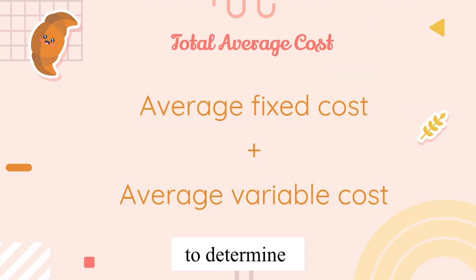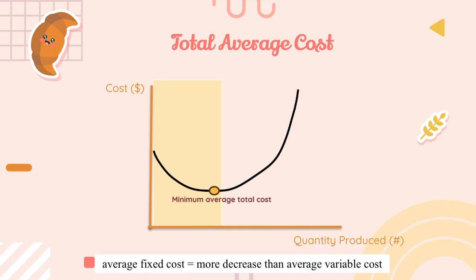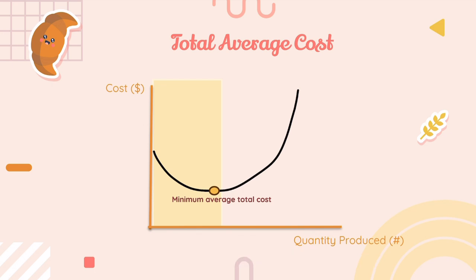However, for a business to determine how much good to produce and sell, we need the average total cost curve. On the graph, this point is known as the minimum average total cost. Below this point, if output increases, the average total cost declines. This decline occurs because the average fixed cost decreases with each additional unit produced, since its cost is spread over a larger number of units, more than the average variable cost increases.